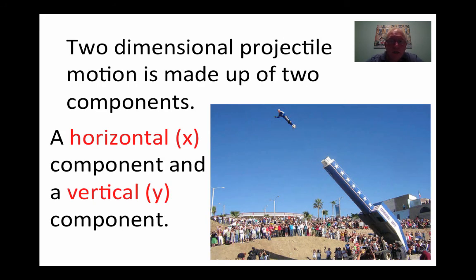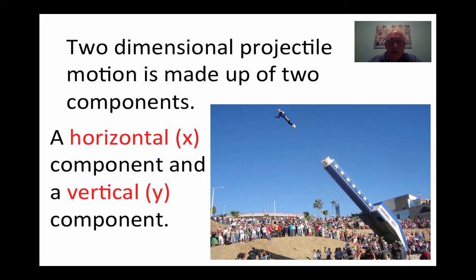Projectile motion has two components. Now, we've already worked with vectors and splitting vectors into their components. And we'll stick with the idea of talking about a horizontal and a vertical component. Here is a person being shot out of a cannon, and I think we've all been there at one time or another, shot out of a cannon.